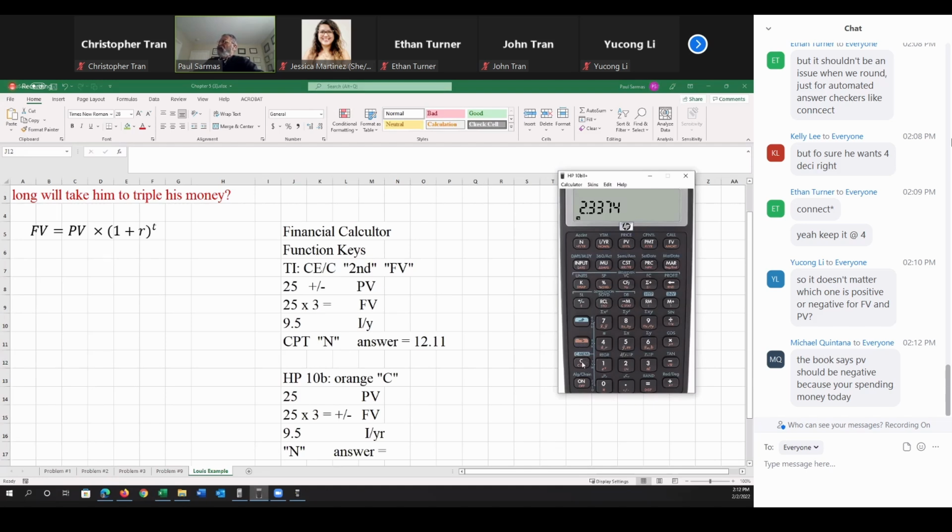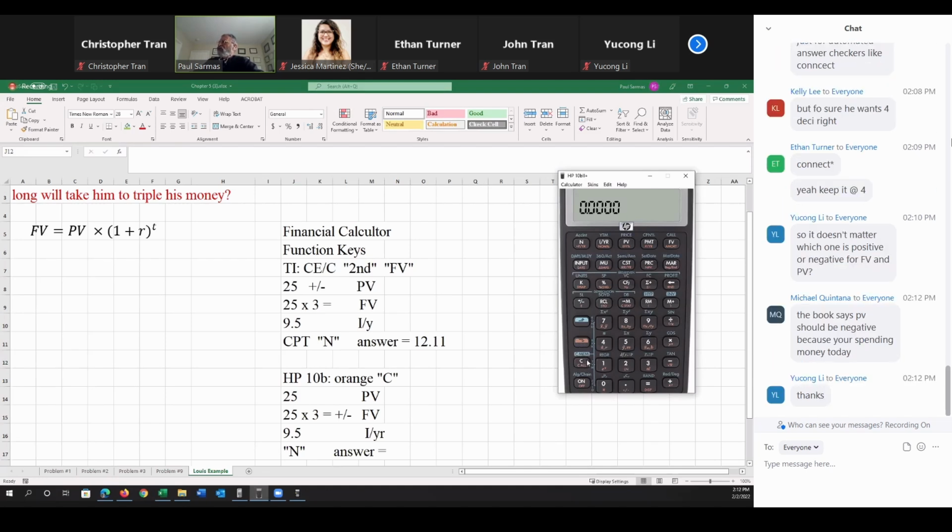Second function, sorry, orange, C, it clears your calculator. Remember, 25, but this time I keep the 25 positive. 25, I press present value key. 25 times 3 is equal to, change the sign, puts a minus in front of it. That's my future value. I press FV key. 9.5 is interest, I/YR. And then I press N key. Exactly same answer. 12.105. I rounded to 12.11.